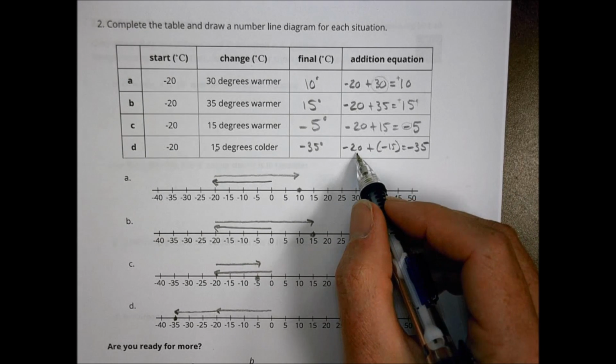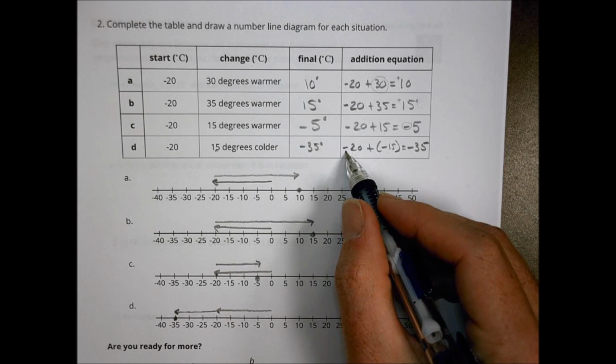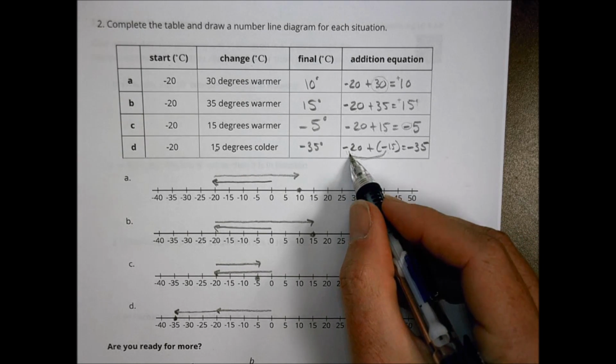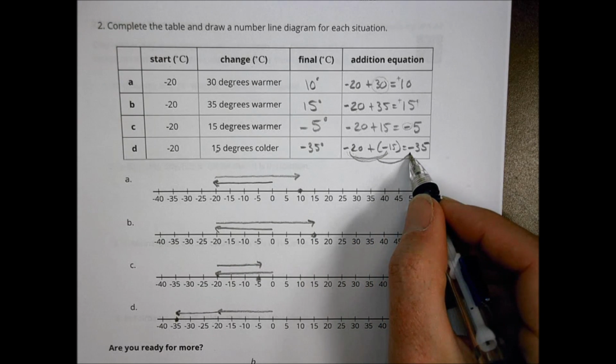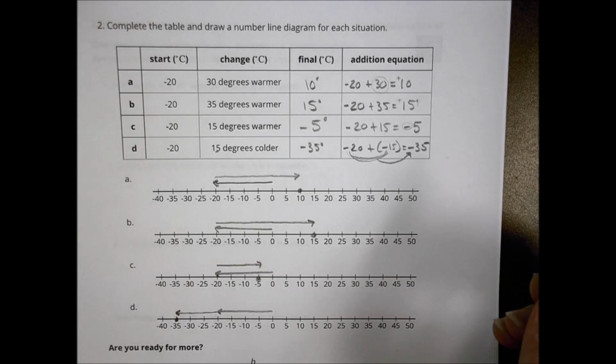In this case, when you have the sum of two negative values, when the signs are the same, we keep the sign the same. Okay? So keep that in mind as we go through these next activities.